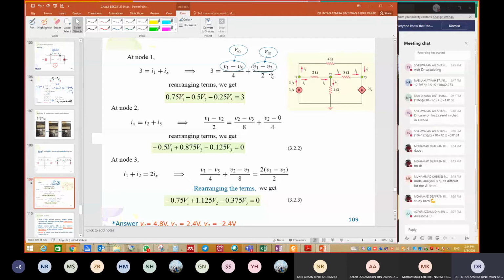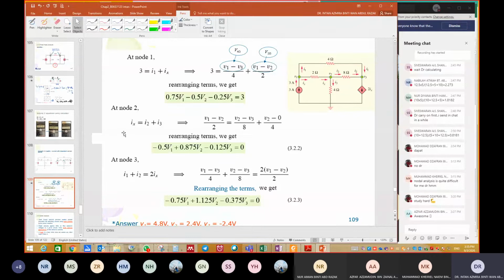This is the second node. At node 2, what is the current entering the node? IX. IX is equal to I2 plus I3. And then this is the third node. At node 3, what is the current entering the node? I1 plus I2 is equal to the current leaving the node, 2IX.